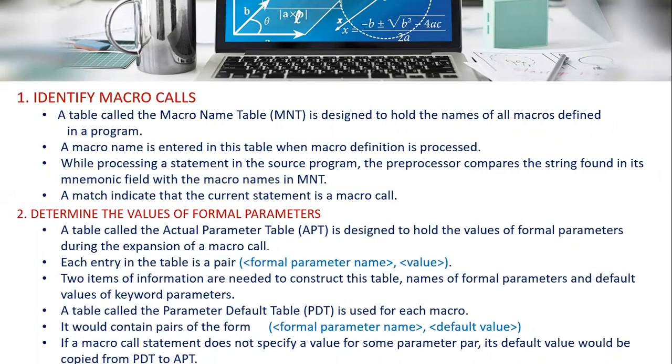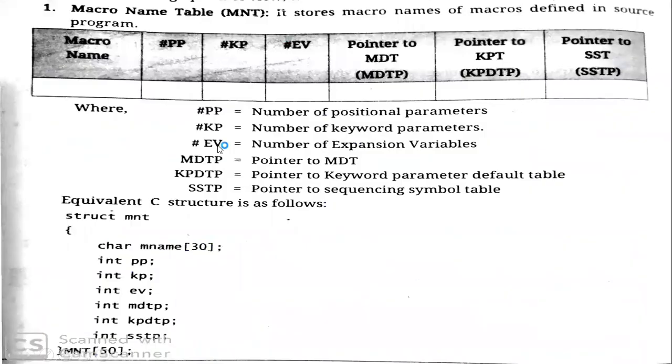Okay, we consider each and every data structure. Now, which fields are used in every data structure, every table in the given macro preprocessor design? Today we discuss the different fields used in these data structures. First of all, we consider the macro name table. This is the data structure corresponding to the macro name table.